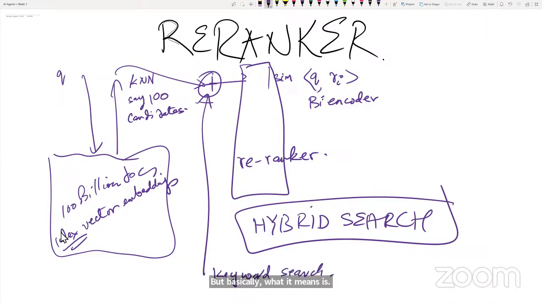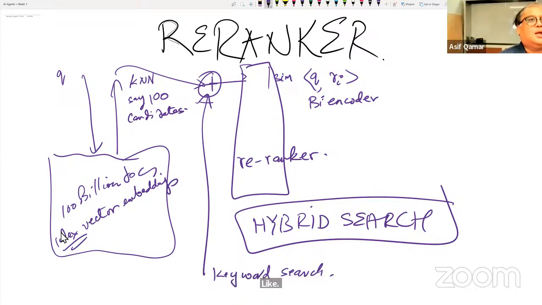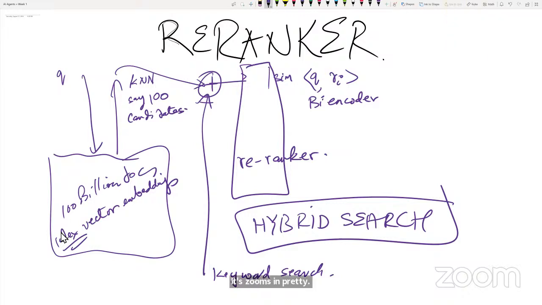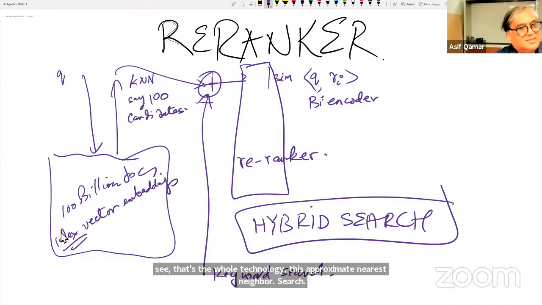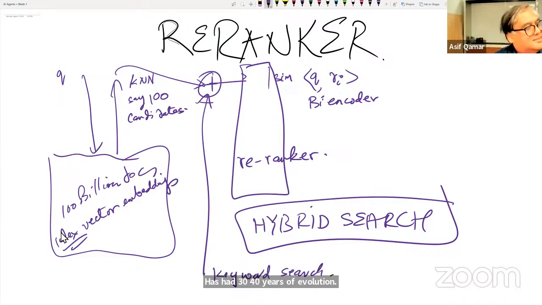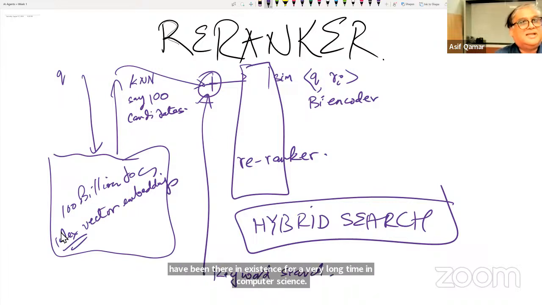Very few. Like when it goes in and compares vectors, usually perhaps in the order of 100 vectors at most is comparing, or even less. It zooms in pretty quickly, 20, 30 vectors, and it's pulling out the search results very quickly. From the 100 billion docs. Yes. And that's the whole technology. This approximate nearest neighbor search has had 30, 40 years of evolution. They are used not just in machine learning AI, they have been in existence for a very, very long time in computer science. And you're literally leveraging decades of development.